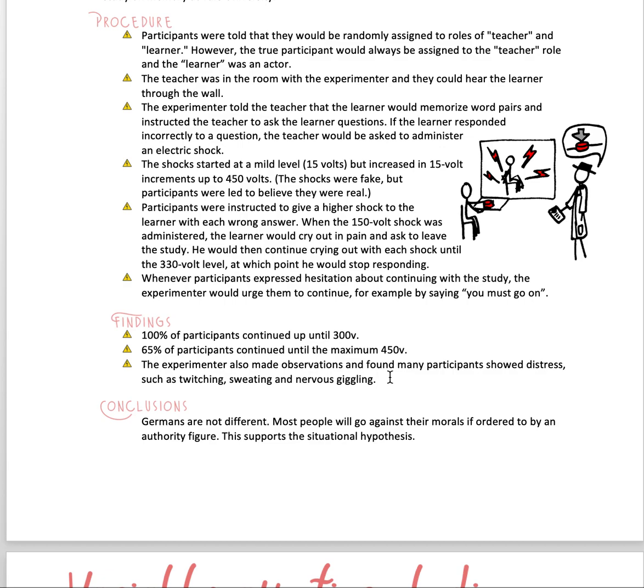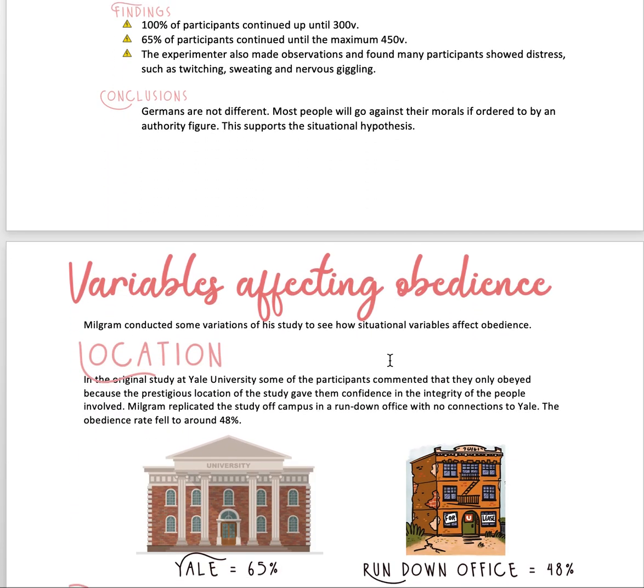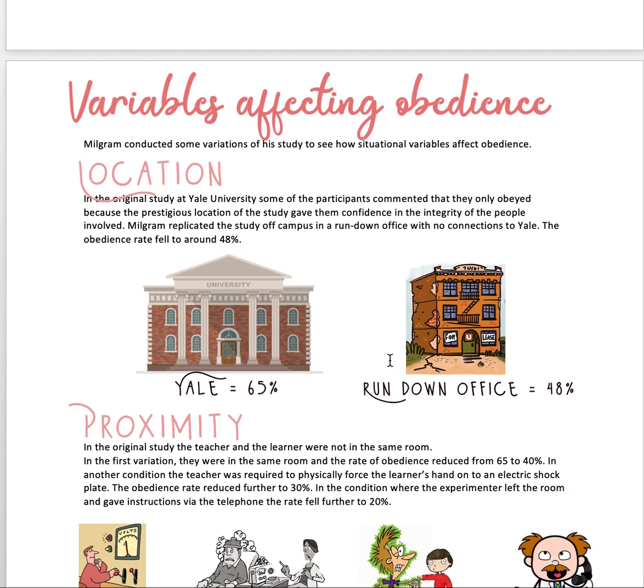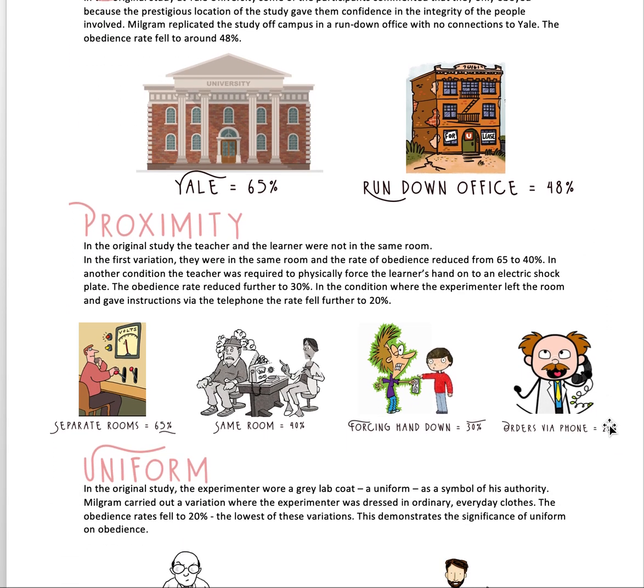The conclusions: Germans are not different. Most people will go against their morals to obey an authority figure, supporting the situational hypothesis. He also looked at the different variables affecting obedience. So he tested location by repeating it in a rundown office, and the obedience rates dropped to 48%.